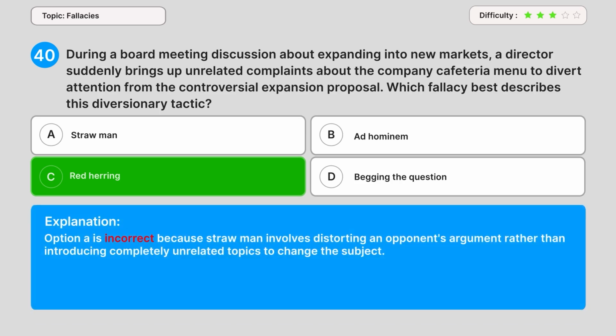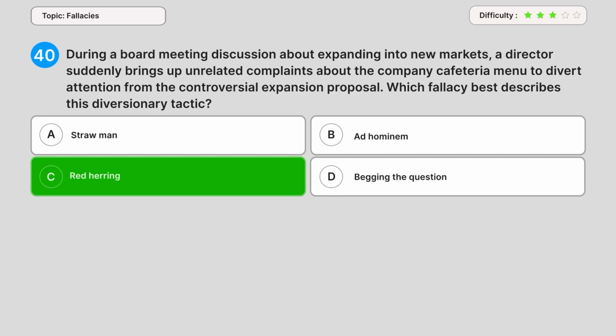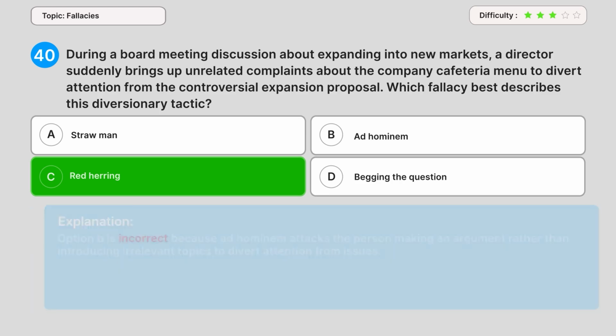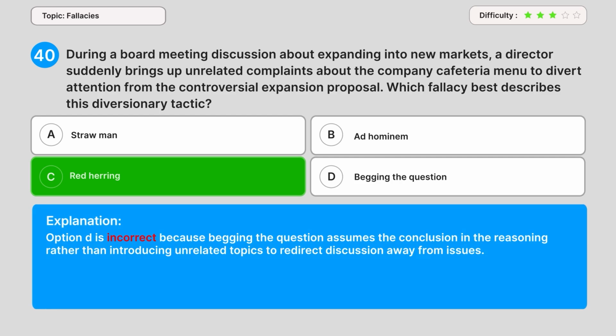Option A is incorrect because strawman involves distorting an opponent's argument rather than introducing completely unrelated topics to change the subject. Option B is incorrect because ad hominem attacks the person making an argument rather than introducing irrelevant topics to divert attention from issues. Option D is incorrect because begging the question assumes the conclusion in the reasoning rather than introducing unrelated topics to redirect discussion away from issues.